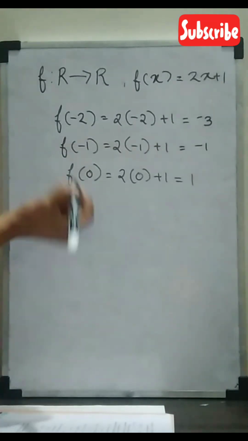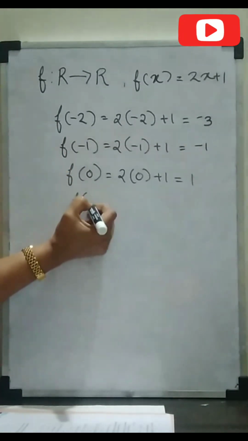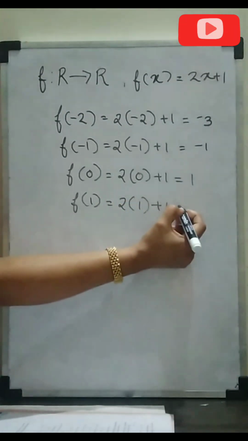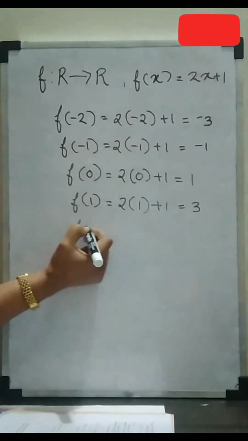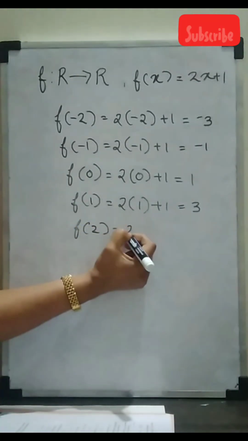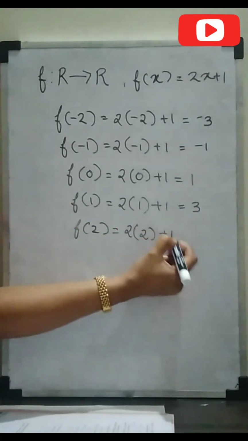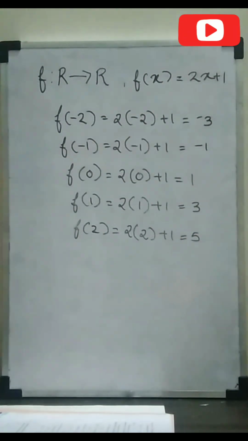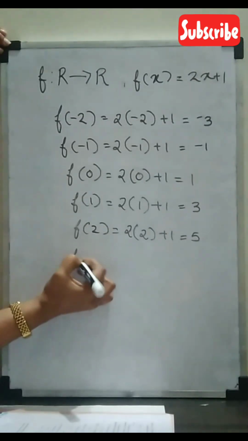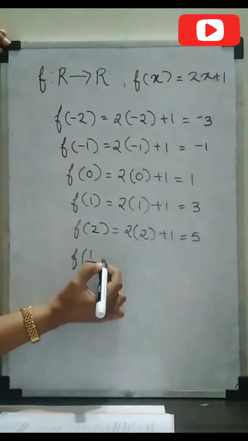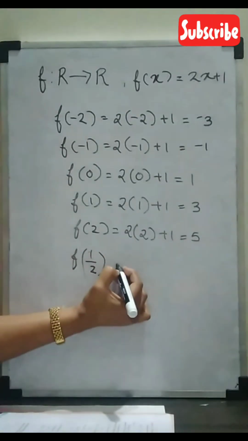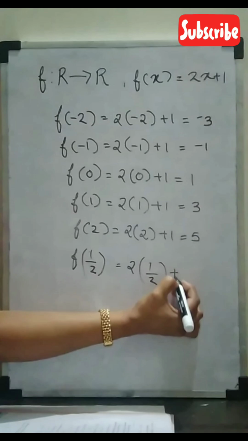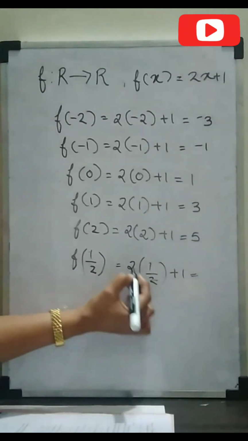Okay. Next, positive integers. f of 1 பார்க்கலாம். f of 1 is 2 into 1 plus 1. That is equal to 3. f of 2 is equal to 2 into 2 plus 1. That is equal to 4 plus 1, 5 வரும் இல்லையா? Now, in your fraction எடுத்து பார்க்கலாம். That is f of 1 by 2. Okay. f of 1 by 2 is equal to 2 into 1 by 2 plus 1. That is equal to 2 னு வரும். Okay.